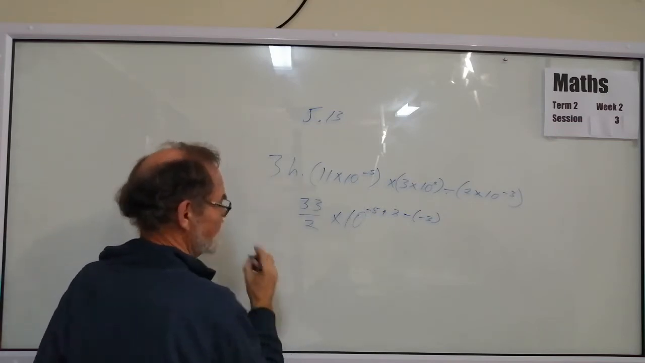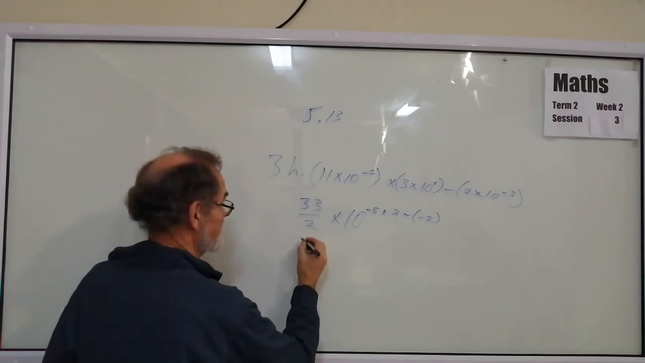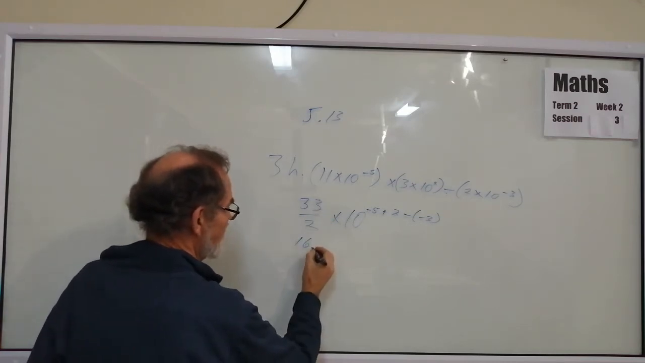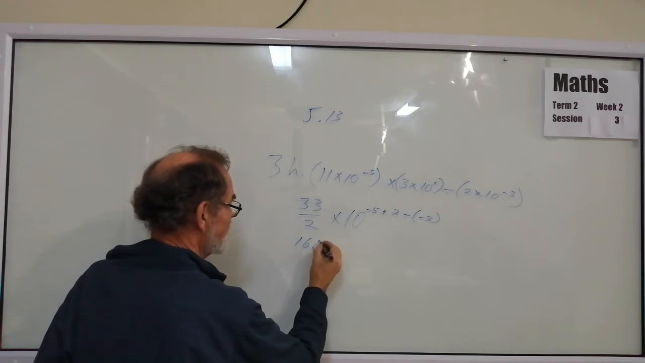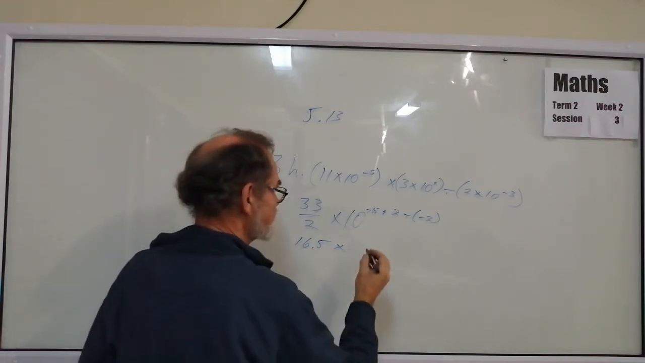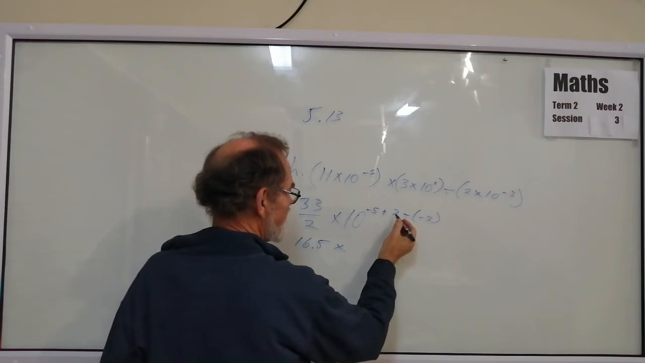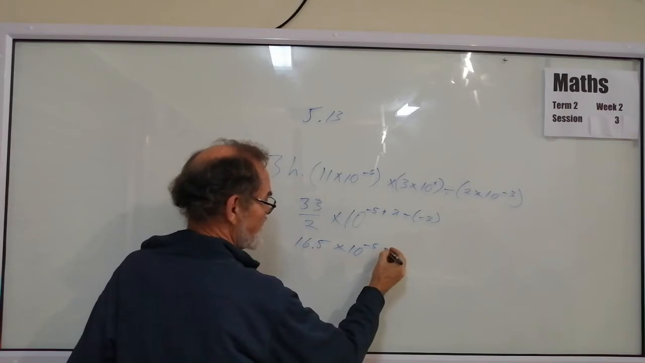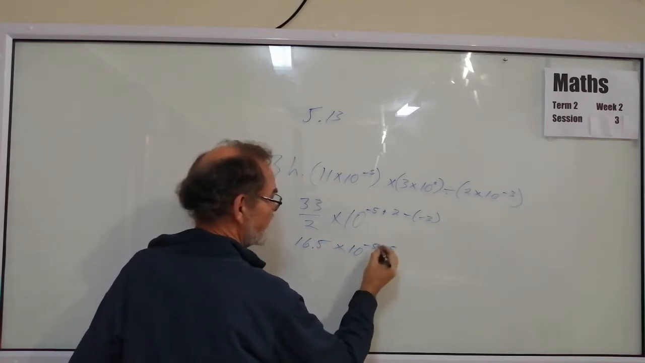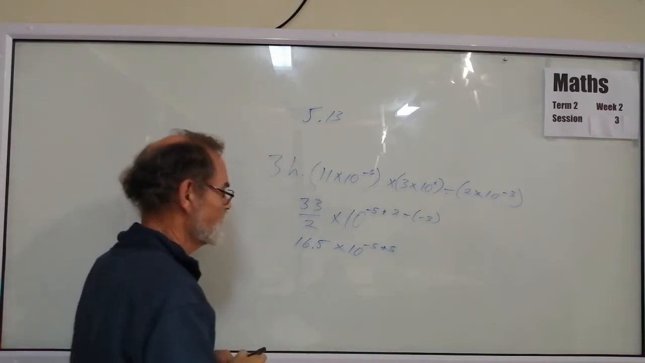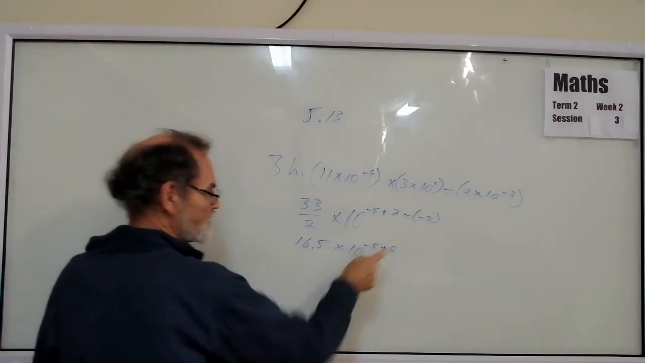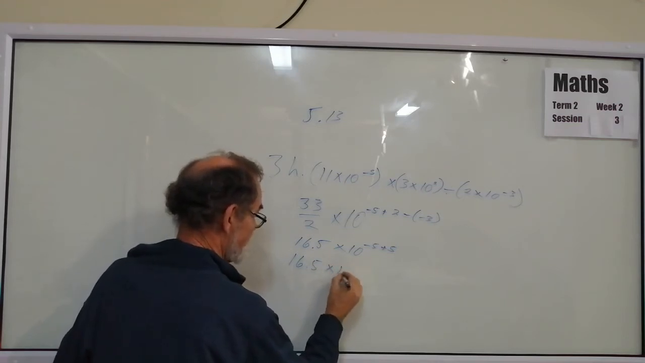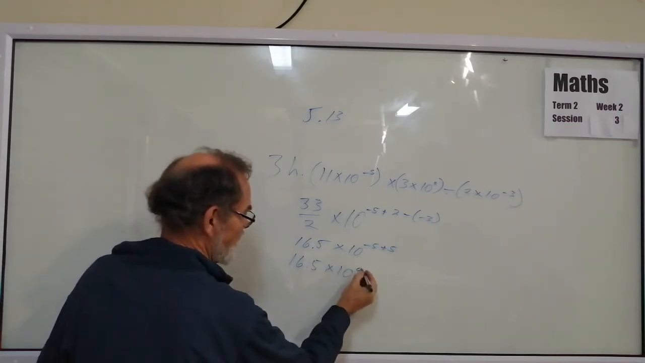2 goes into 32, 16, and there's 1 left. 2 goes into 1, a half. So it's 16.5 multiplied by 10 to the minus 5 plus 2 plus 3. 2 plus 3 is 5. But what's minus 5 plus 5? It's 16.5 times 10 to the 0.